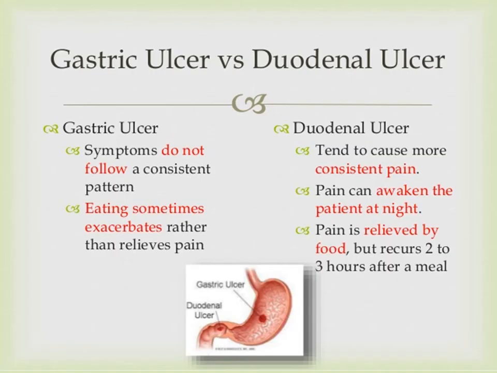So the same features which I initially told you: in gastric ulcers, the symptoms usually do not follow a consistent pattern, and eating sometimes exacerbates rather than relieves the pain. While in case of duodenal ulcer, the pain is more consistent, and the patient is awakened at night when the stomach becomes empty, and pain is relieved by food, but it again recurs 2 to 3 hours after a meal.